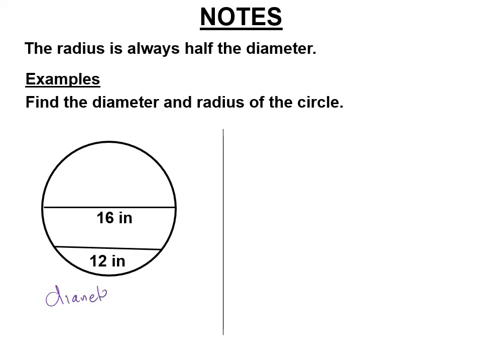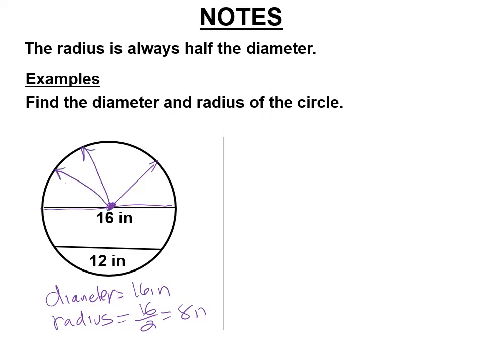What's the diameter here? The diameter all the way across is 16 inches. The radius is that divided by 2, half of it, and that's 8. So that means if you start in the center, no matter what, that's going to be 8. You could draw it anywhere, and half of this one is 8. That 12 is a chord. You're not going to need that for any calculating. Know the difference between a diameter all the way across and the radius.